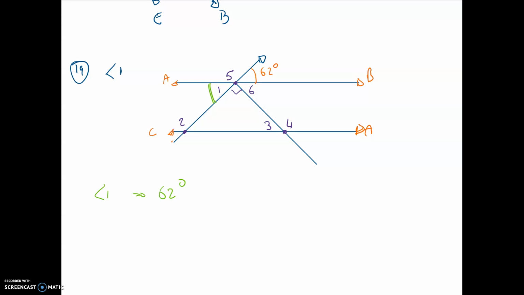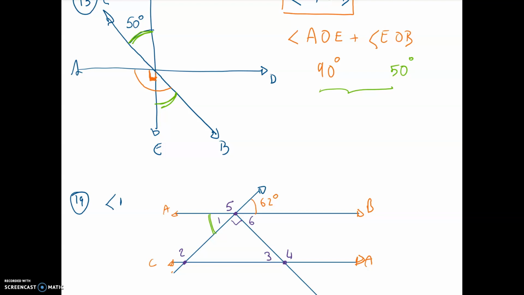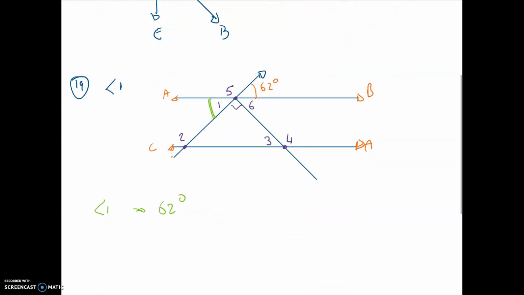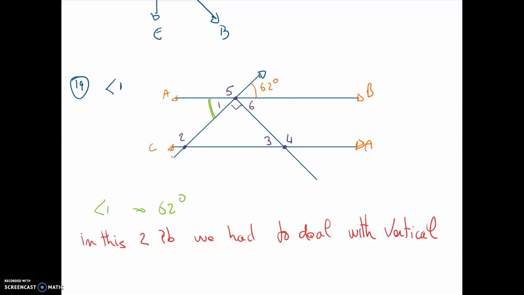Okay? Now, I would like to remind you that in problem number 13 or problem number 19, we call these angles vertical angles. So I would like to repeat that. In these two problems, we had to deal with vertical angles. All right? Okay, now let's continue and let's try to do problem number 25.